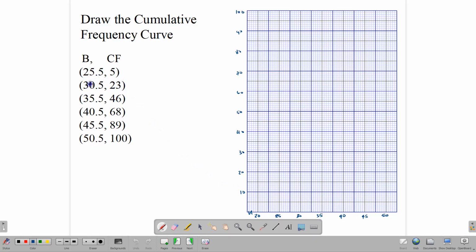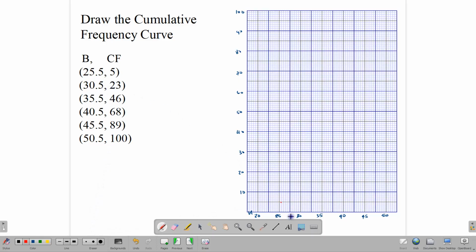Now the first point is 25.5 to 5. And let's talk about the scale again. Remember, it's 2 centimeters to 5, which means that each of these tiny boxes, the 2 millimeter boxes, would represent a half. So 25.5, this is 25. So 25.5 is this first small line after 25. And we go to 5 and we mark our point. Let me put them in red so you probably can see it better. And remember, you use a tiny dot or you use a small x to mark your point.